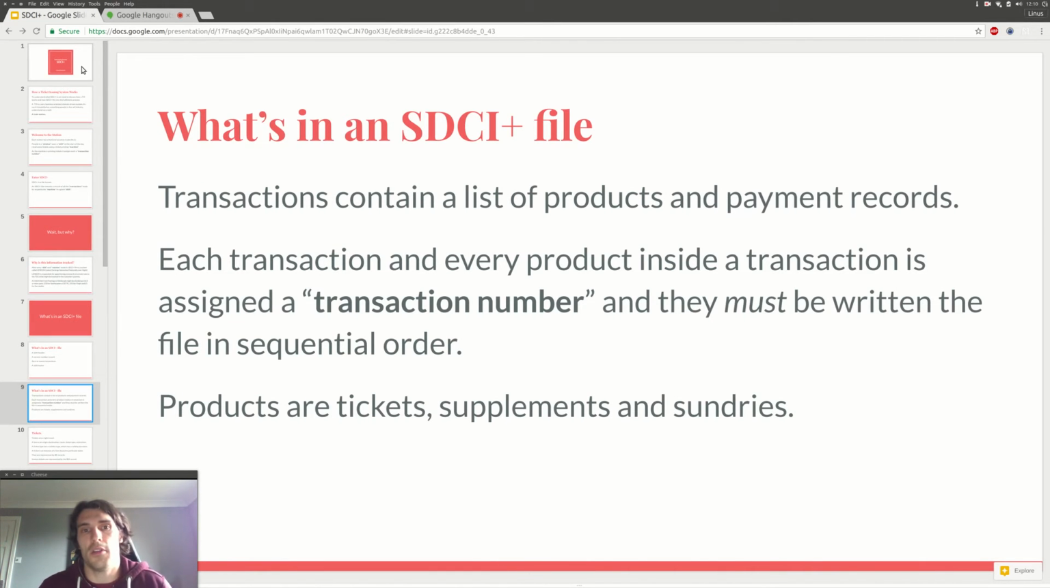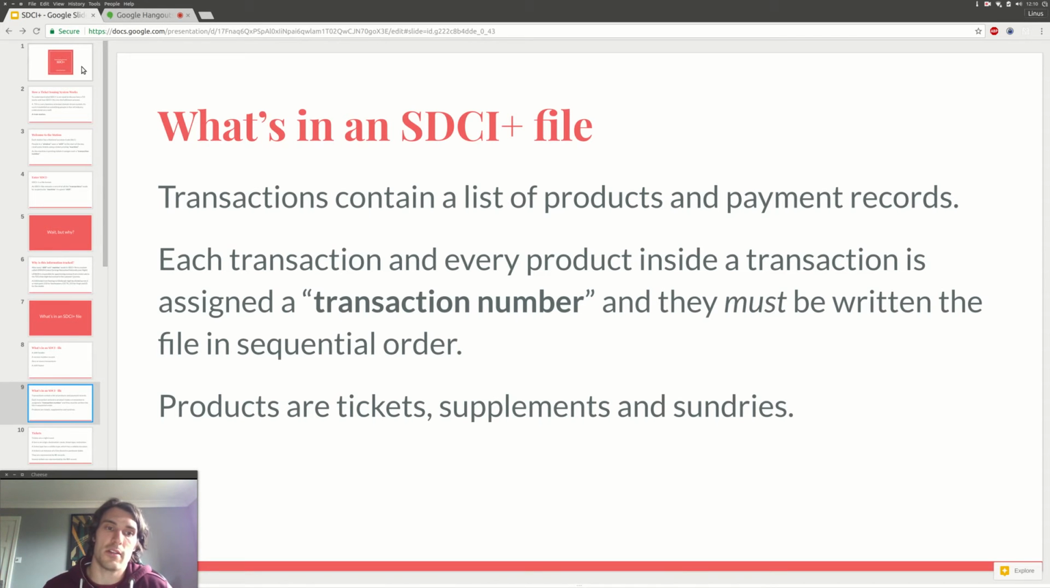Now, I've said there are 0 or more transactions inside of a shift. So what's inside a transaction? Well, a transaction is just a list of products and some payment records. Each transaction and every product or payment record inside the transaction is given a transaction number, and when it's written to the file, they must be written in exactly sequential order. So there can be no gaps or anything like that. It has to be exactly in order.